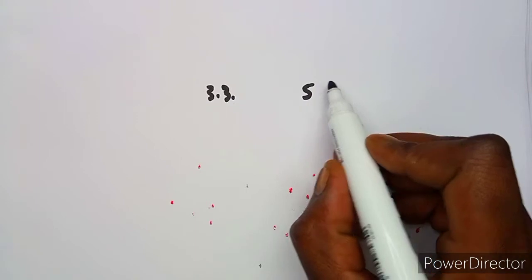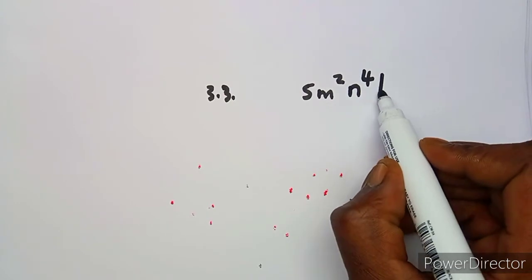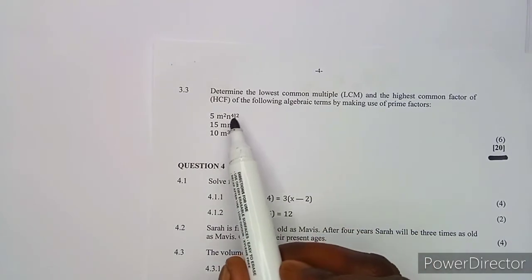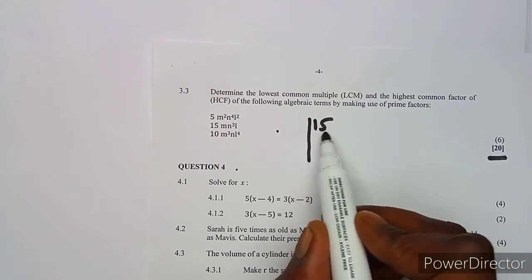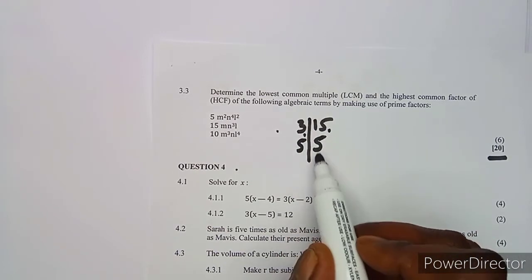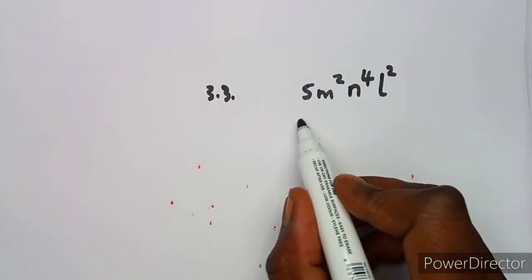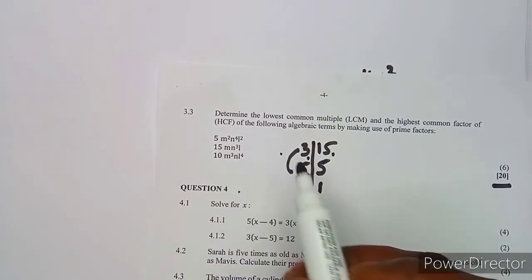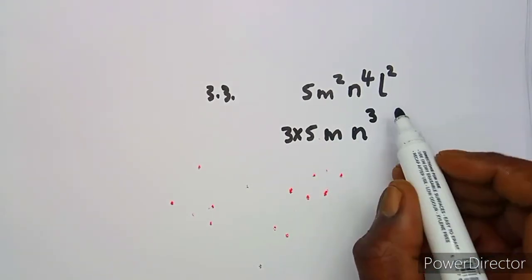It's 5 m squared n to the exponent of 4, and that is L squared like this. That one is L. Okay, then this is 15. So for 15 we have prime factors of 3 and 5. The smallest is 3. 15 divided by 3 is 5. 5 divided by 5 is 1. So 15 is the same as 3 times 5. All right, so this is going to be 3 times 5, and this one is going to remain as it is. So it's m n cubed and L like this.